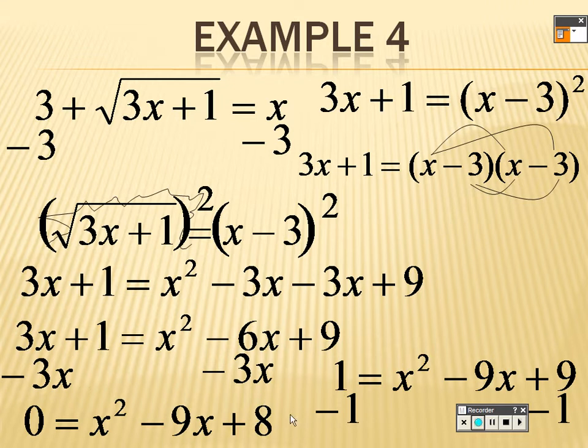So can you think of two numbers that multiply to give you 8 that add to give you negative 9?